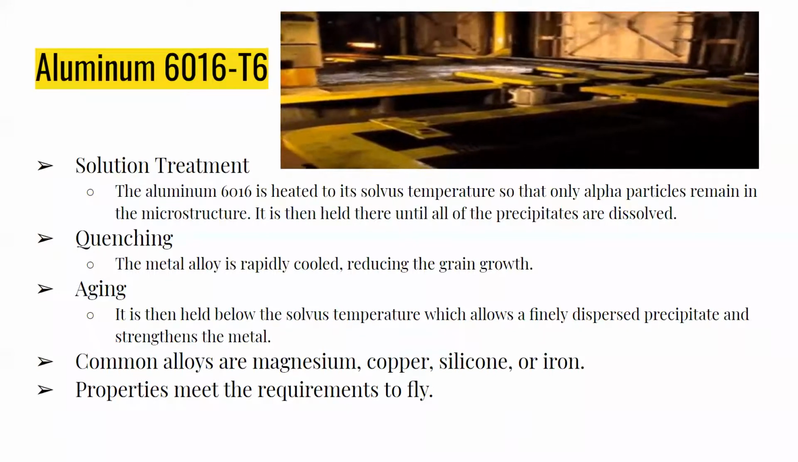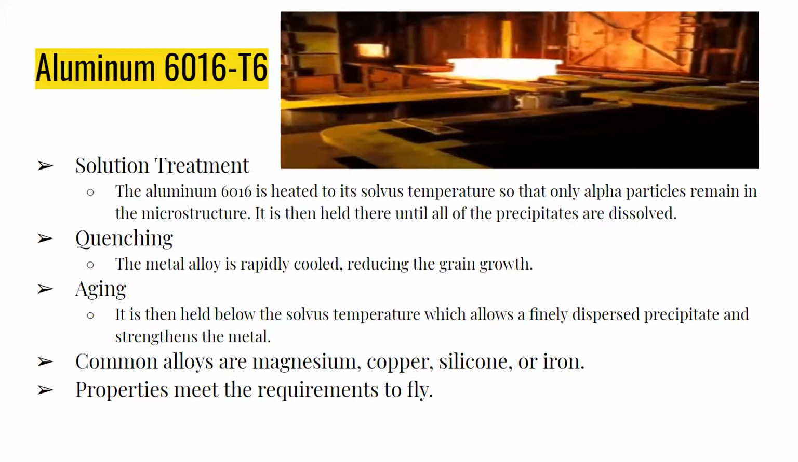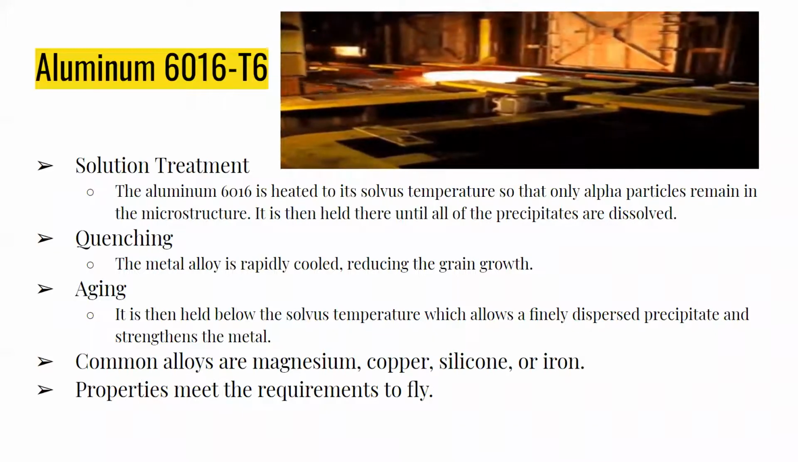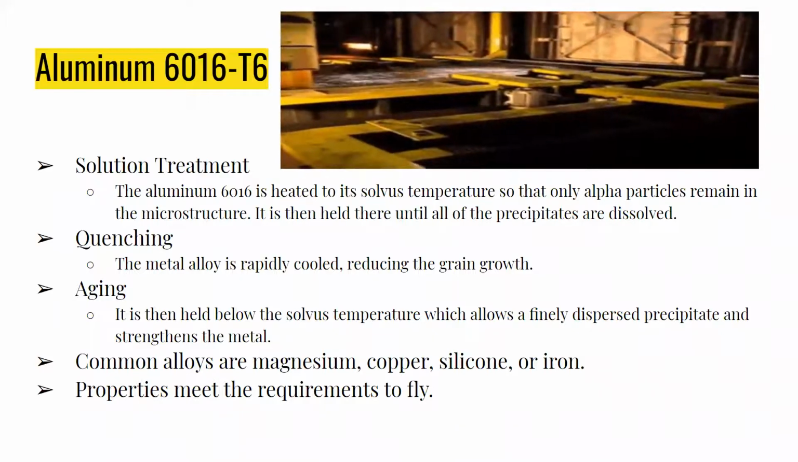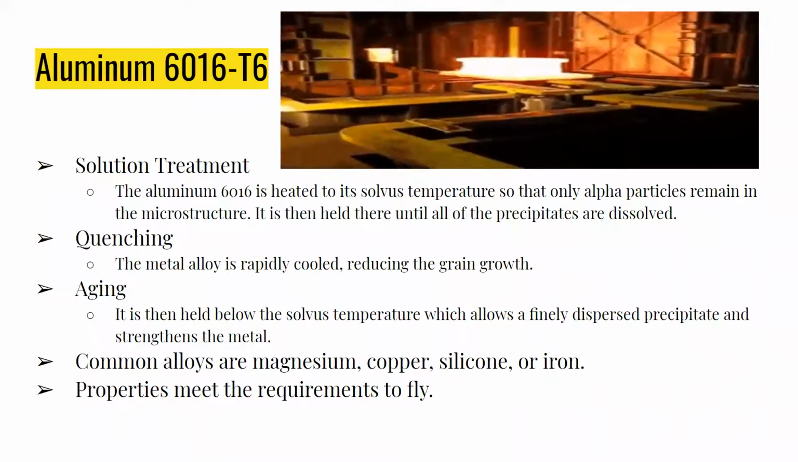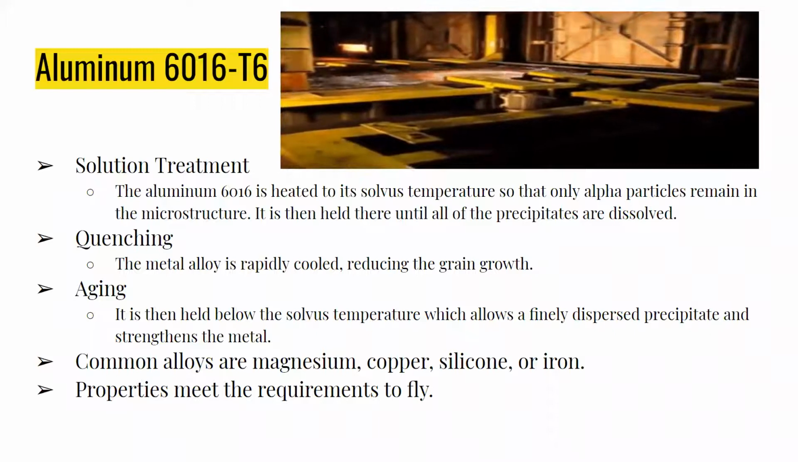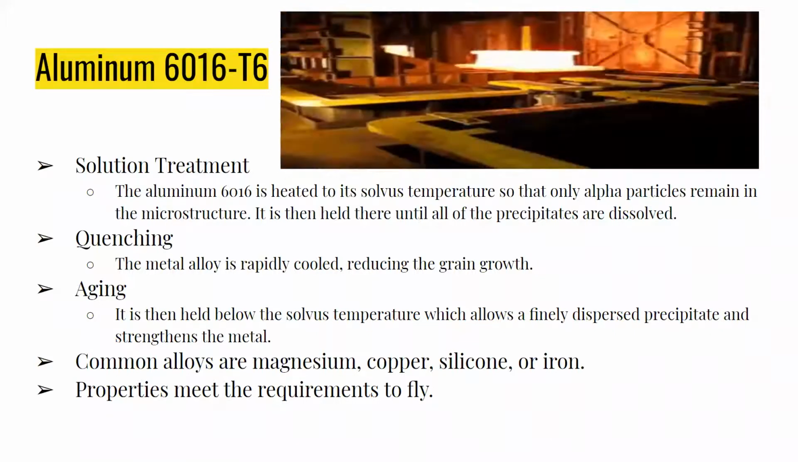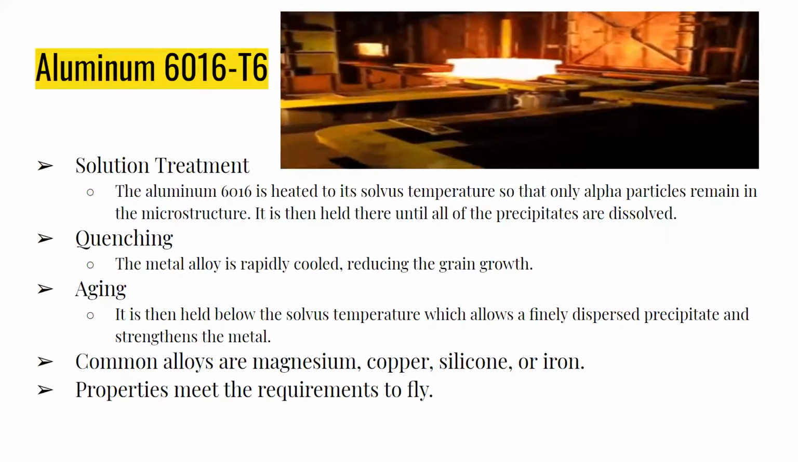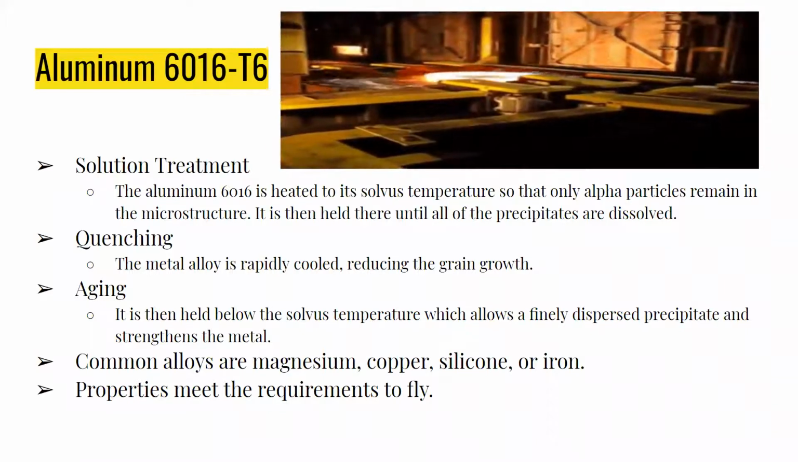In the first part, the alloy is brought above the solvus temperature so that it makes a homogeneous solid of pure alpha particles. It is soaked there until all precipitates are dissolved and all segregations are reduced. Then the alloy is quenched. As the metal is rapidly cooled, there is no time for grain growth or precipitates to form through diffusion.